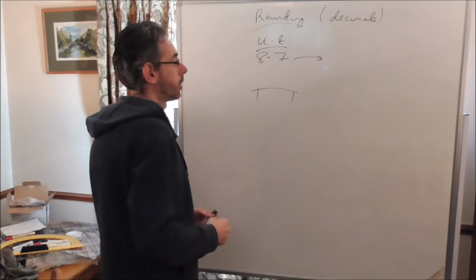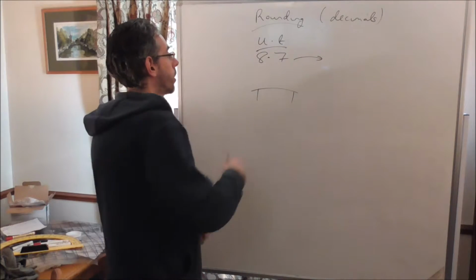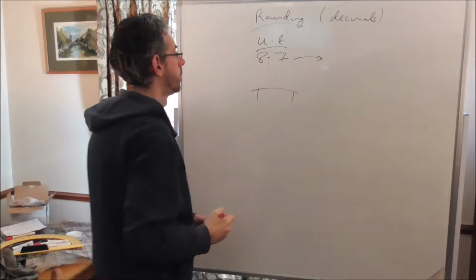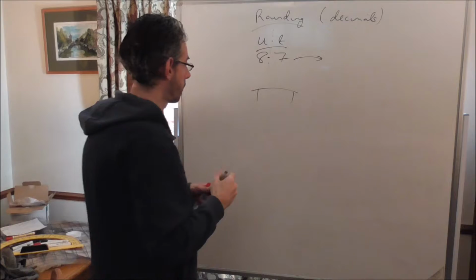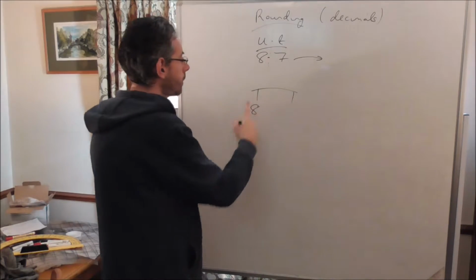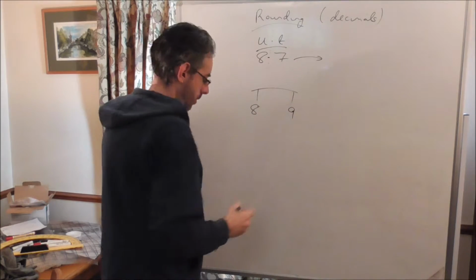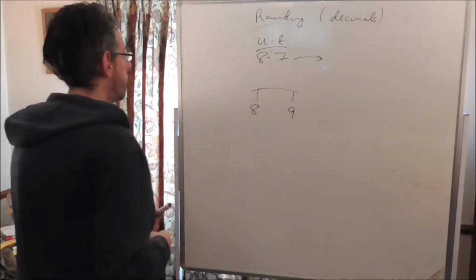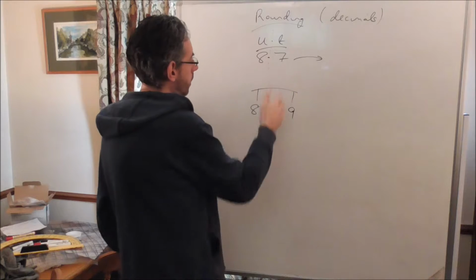To get the whole number directly below 8.7, just get rid of everything after the decimal point, just get rid of the decimal part of the number. So you're just left with 8. And then the next whole number after that is 9. So our number is somewhere between 8 and 9. Which one's it closer to? Well, clearly it's closer to 9.